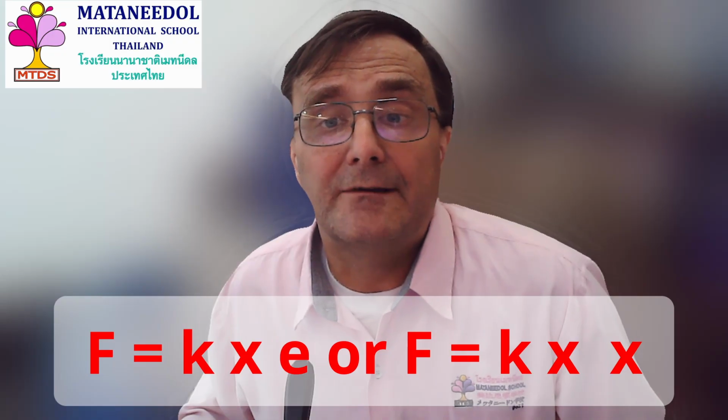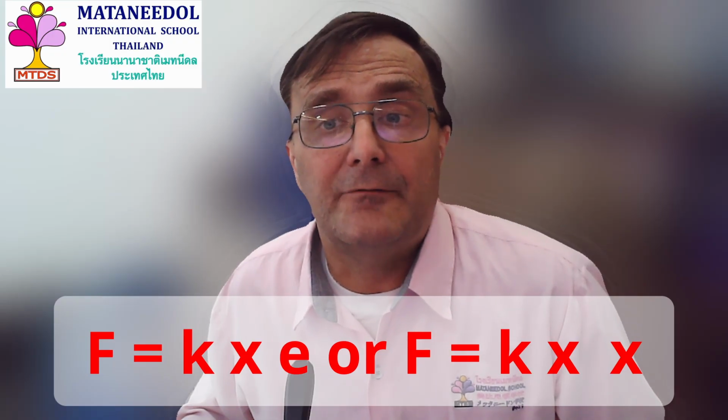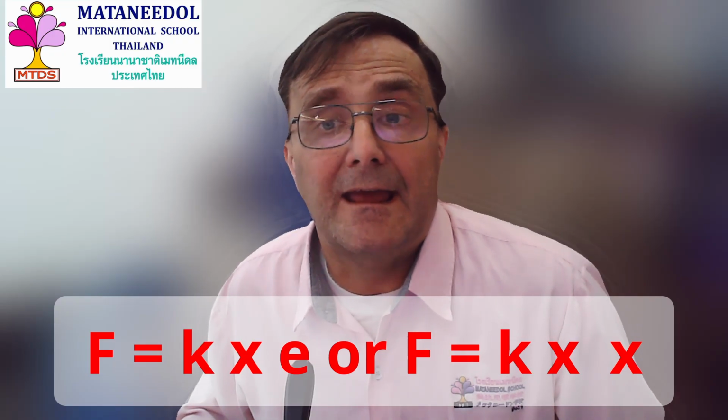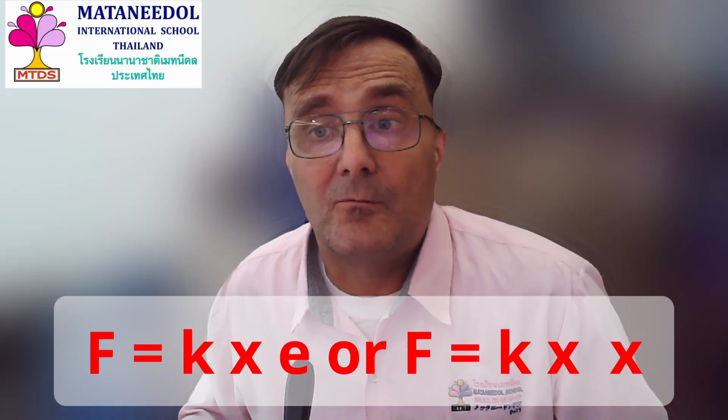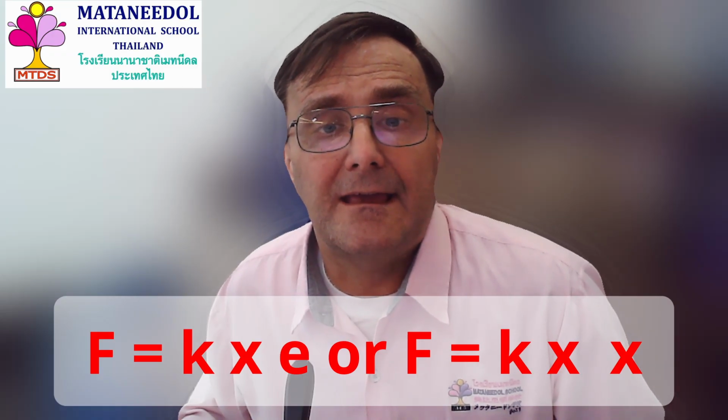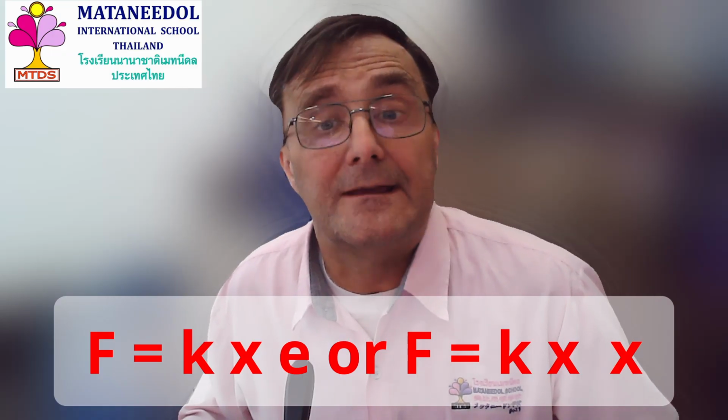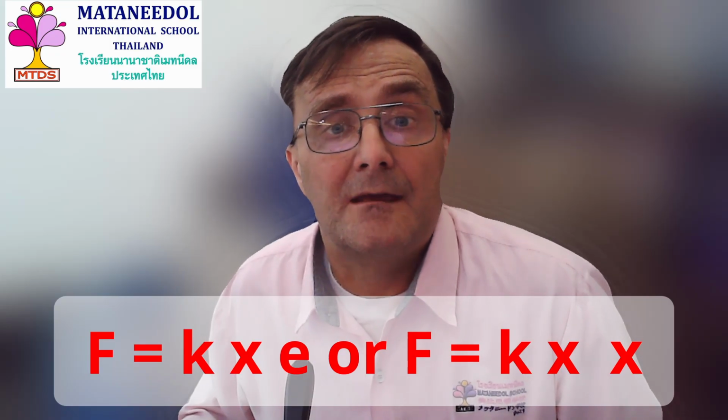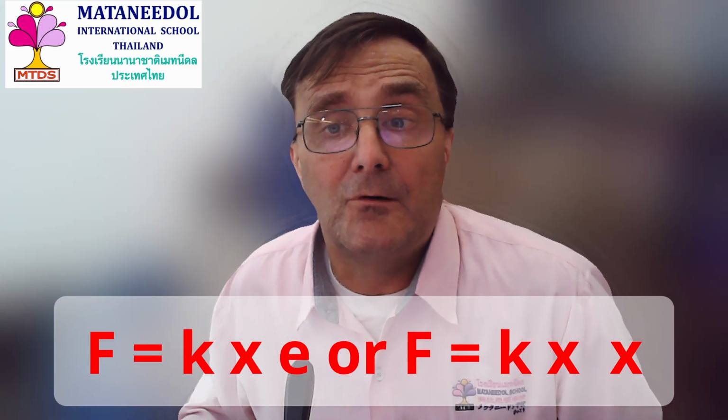Hooke's law can be written as an equation. F equals k times x, or e, where F is the force, k is the spring constant, and x or e means the extension. However, Hooke's law does not work forever.